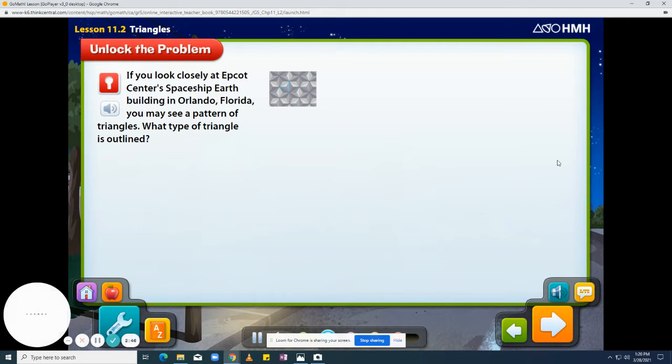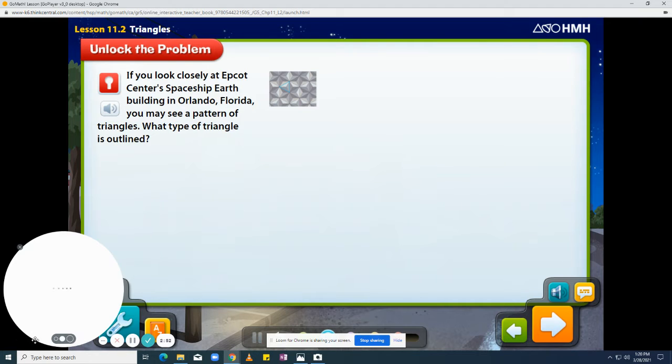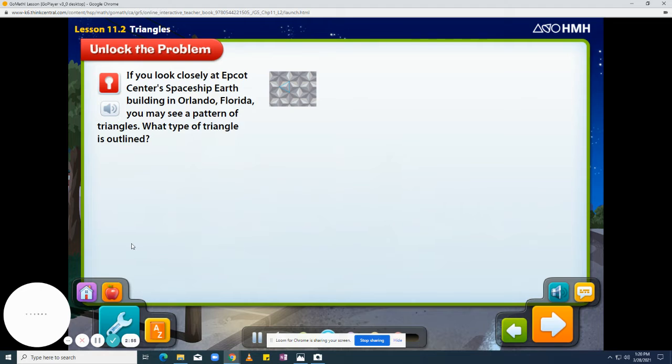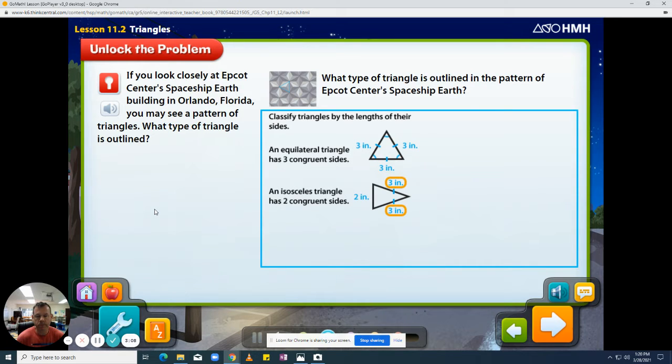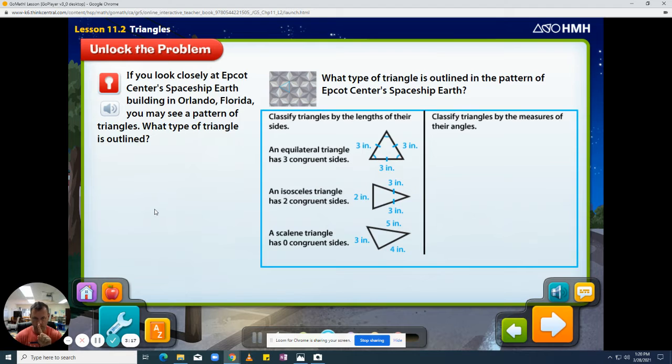Let's see how you can classify triangles based on the lengths of their sides and measures of their angles. Let's unlock the problem. Let's explore how to classify triangles by the lengths of their sides. An equilateral triangle has 3 congruent sides. An isosceles triangle has only 2 congruent sides. A scalene triangle has 0 congruent sides.